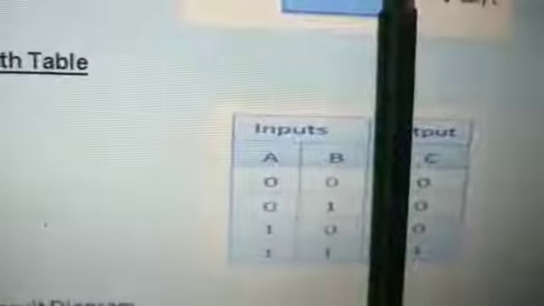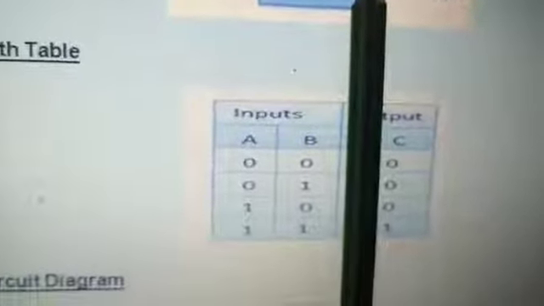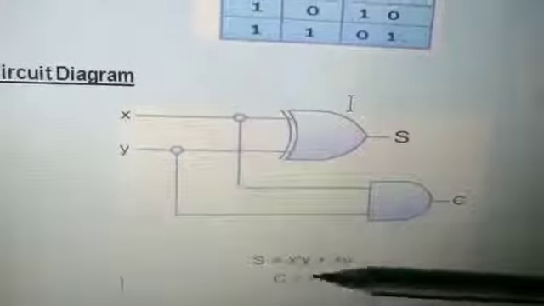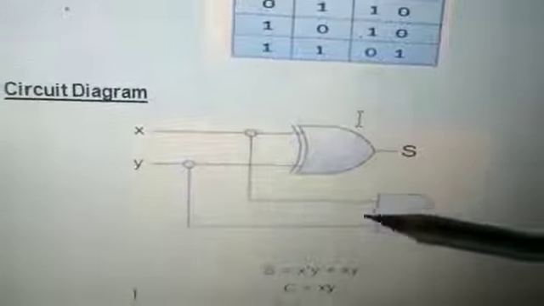So that's why the sum part is denoted by the XOR gate. And if you look at the carry expression, this is exactly the same as the AND gate truth table. So that's why the carry part, that is X and Y, is written, and this is denoted by the AND gate.